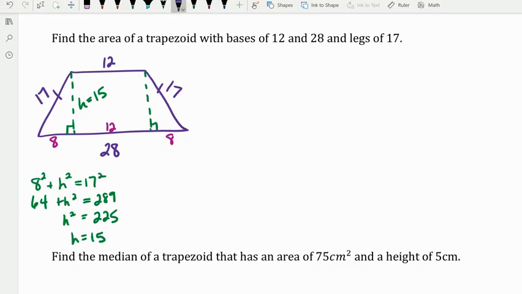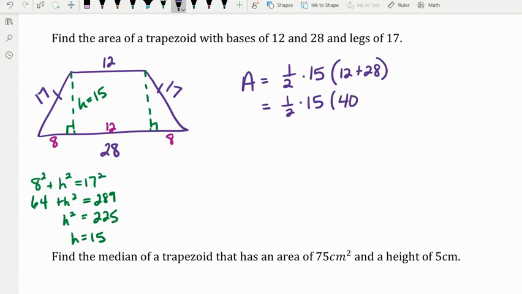So then to find the area of our trapezoid, we'll do 1/2 times our height, which is 15, times the sum of our two bases. So that's 1/2 of 15. 12 plus 28, is that 30? No, 40, right? We can do math. Yep, 40. Half of 40 is 20, so that's 15 times 20, which is 300. So the area of that trapezoid is 300. Okay.